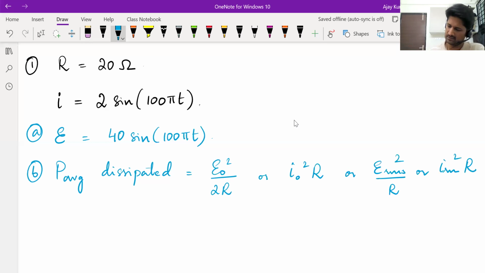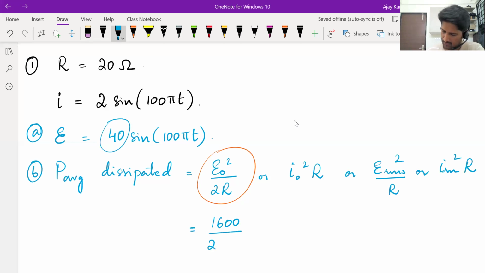Okay, let's randomly choose one, maybe the first one itself, E naught square by 2R. E naught, peak value of EMF, that's 40 squared, 1600, divided by 2 into resistance, which is 20. So this will be 40 watts.